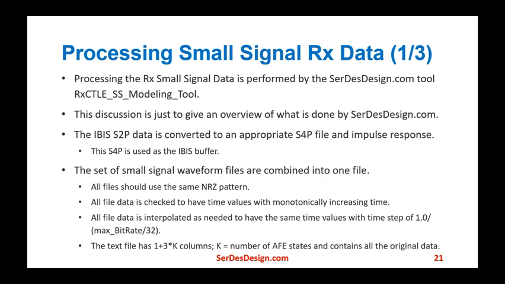The set of small signal waveform files are combined into one file. All files should use the same NRZ pattern. All file data is checked to have the same time values with monotonically increasing time. There will be 1 plus 3 times k columns in the combined file, where k is equal to the number of CTLE states. This combined file contains all the original data.